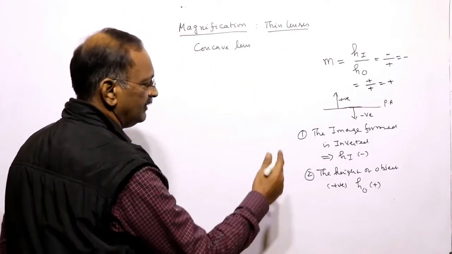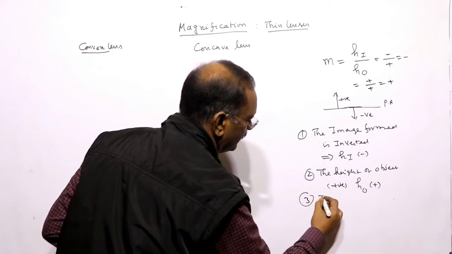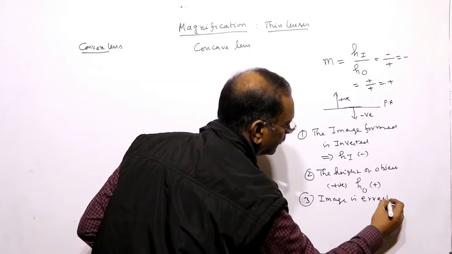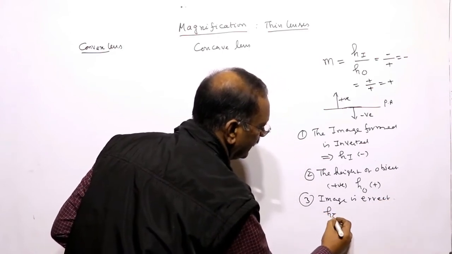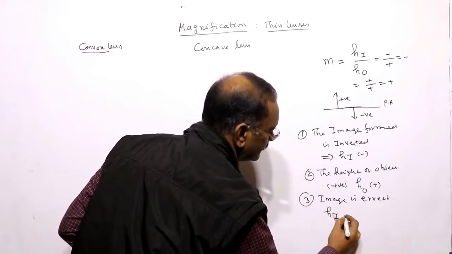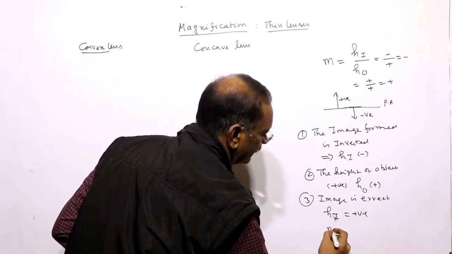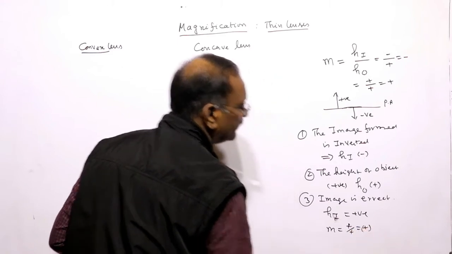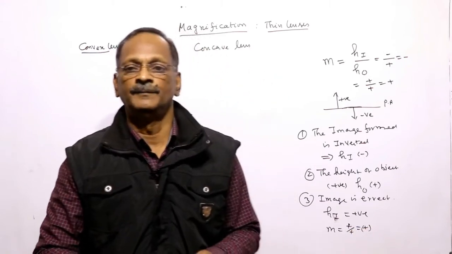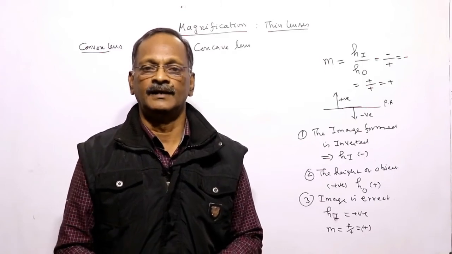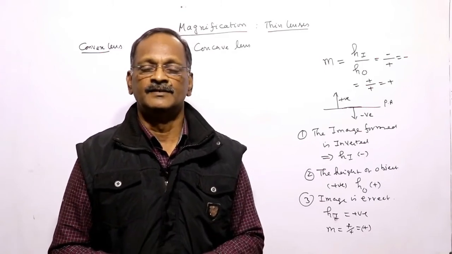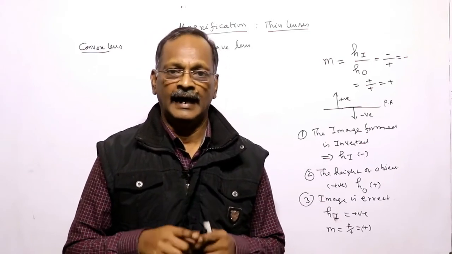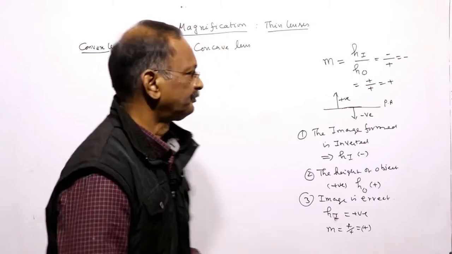And if the image formed is erect, that is, the height of the image is positive, therefore magnification is positive by positive, which is equal to positive. Very simple, the magnification will be negative if an inverted image is formed, and the magnification will be positive if the height of the image is positive.